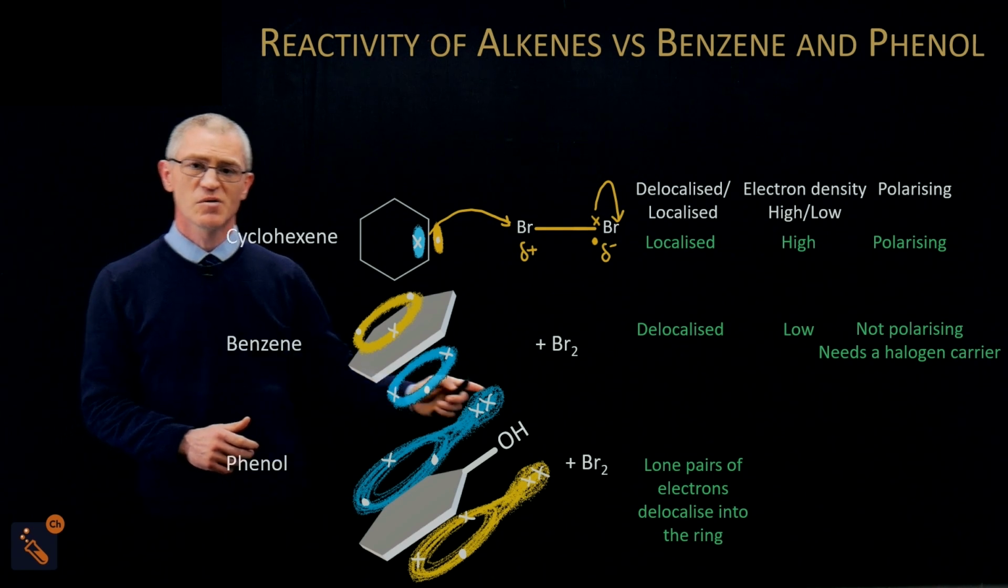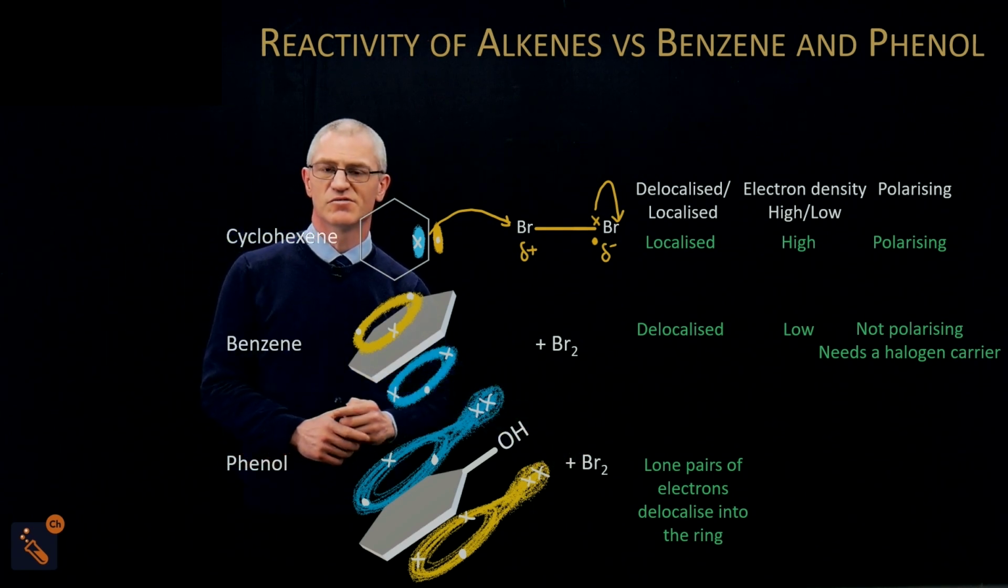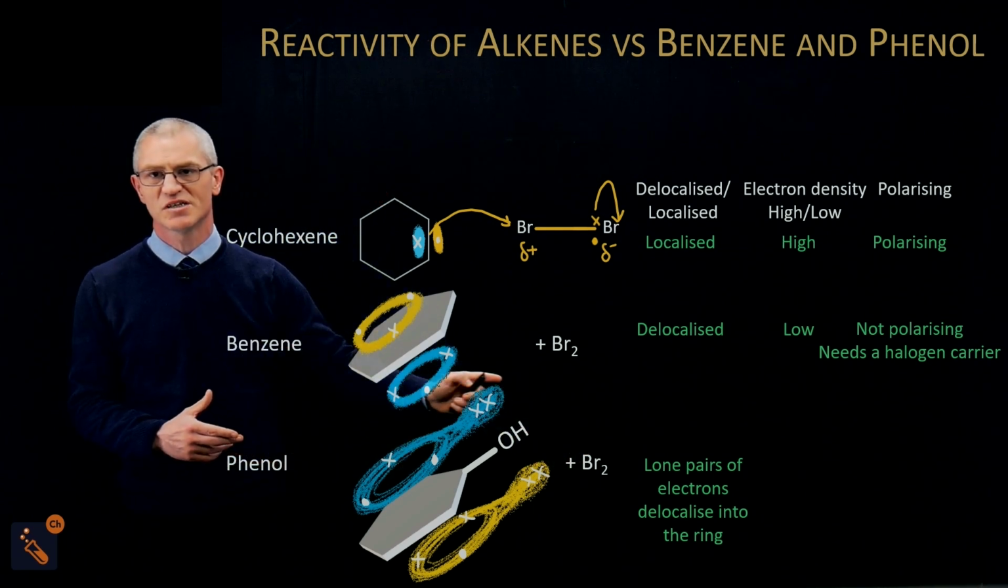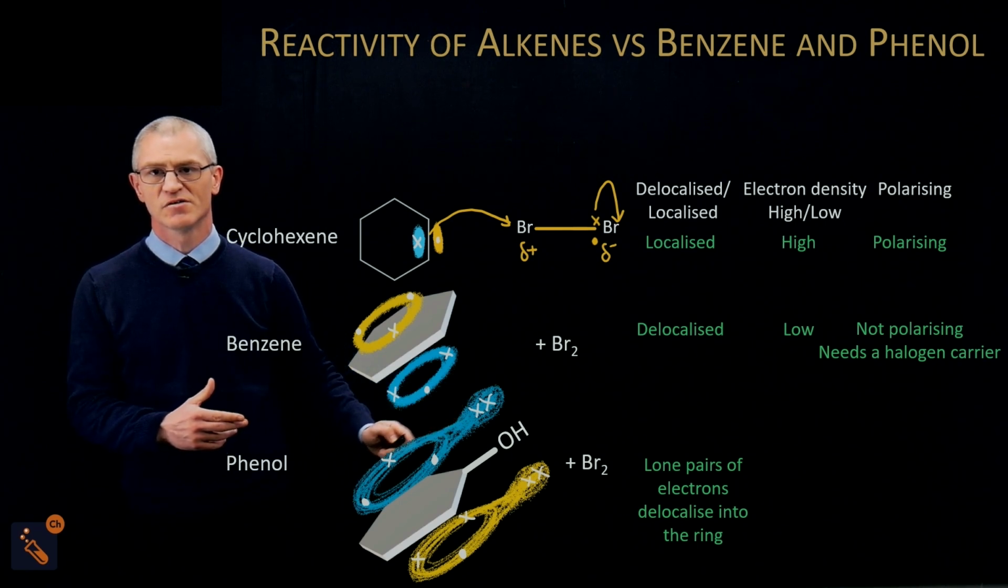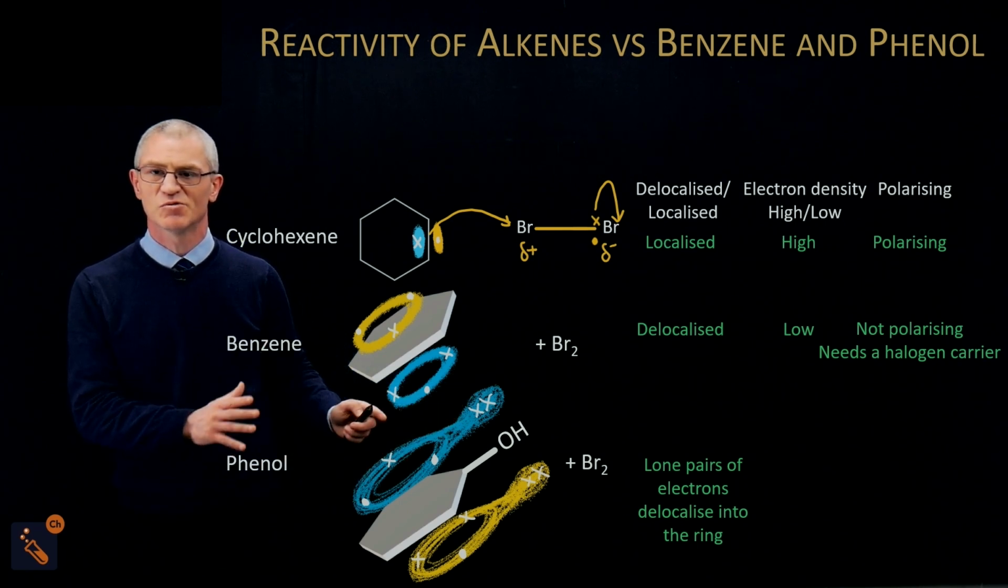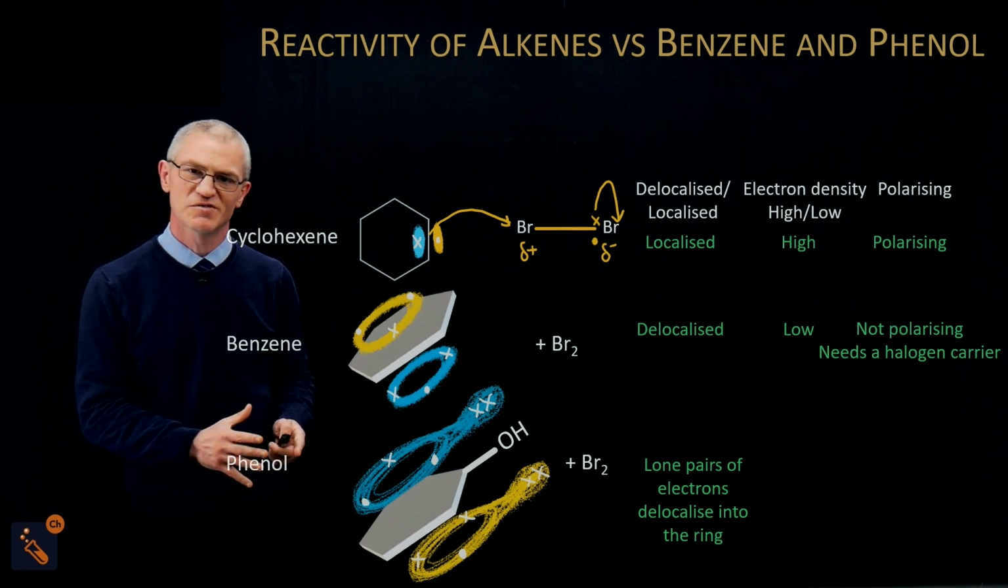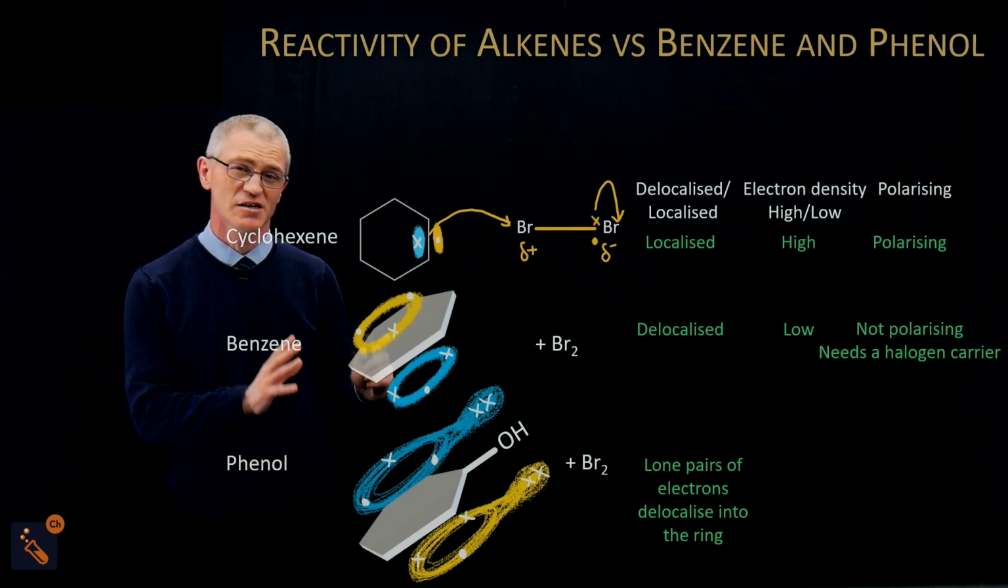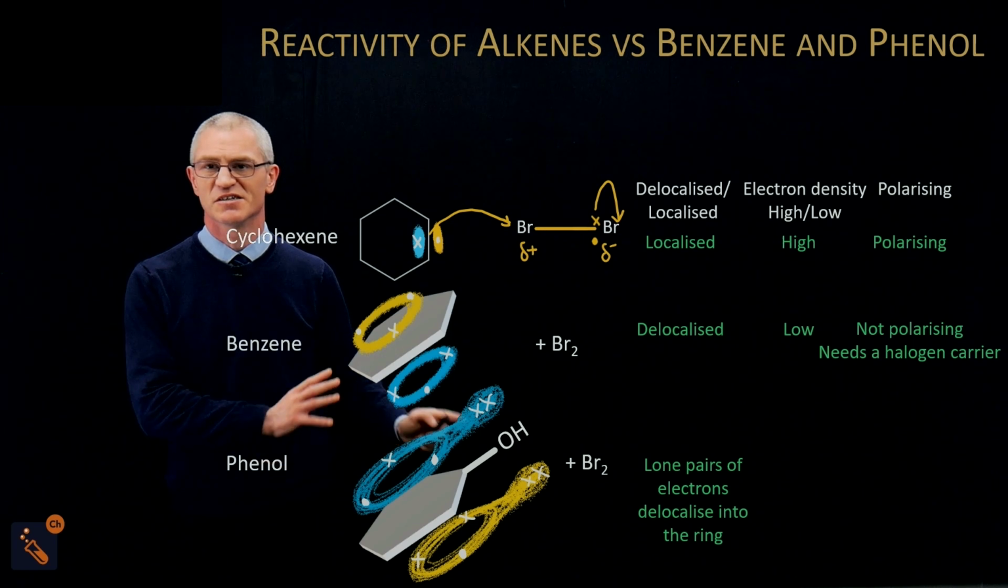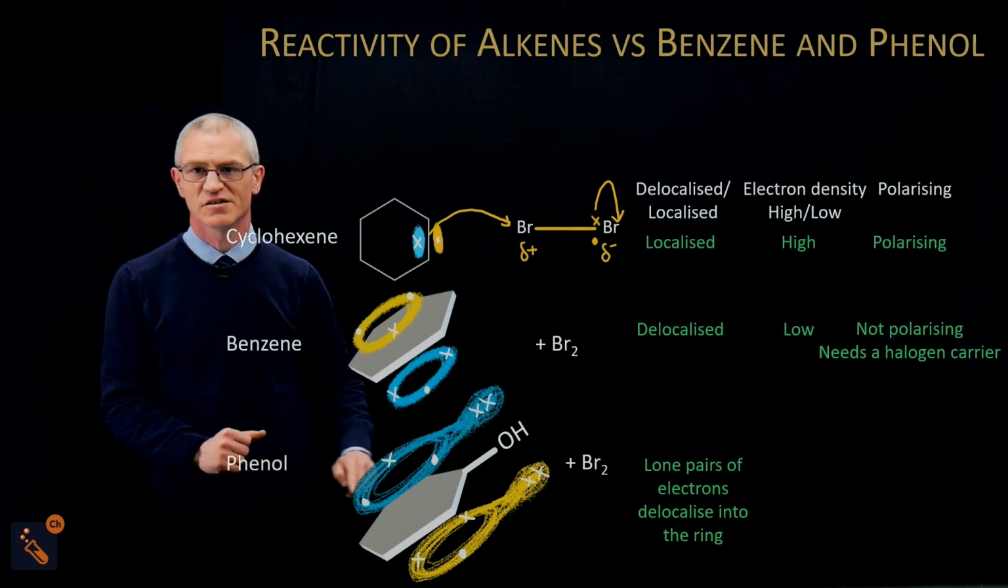But you must say that the lone pairs of electrons delocalize into the ring. So you must say they delocalize into the ring. Avoid using any other words other than that. I'm not going to say what words I see in the exam, because I'm just going to reinforce that to you. Make sure you say lone pairs of electrons delocalize into the ring, nothing else. So they delocalize into the ring.